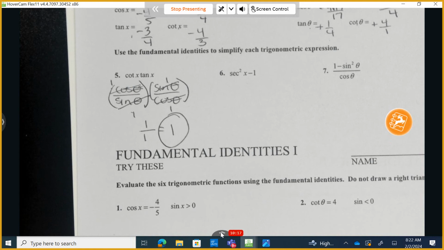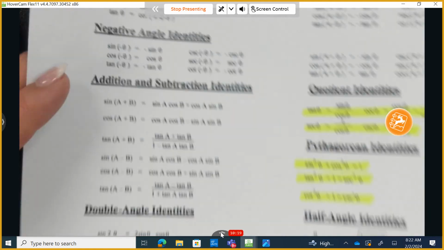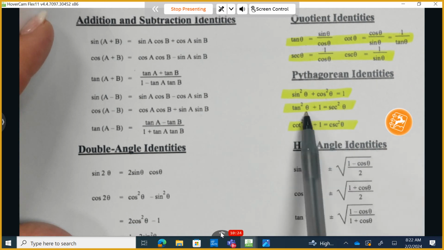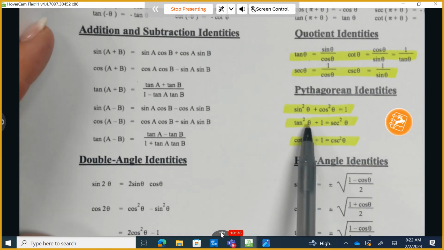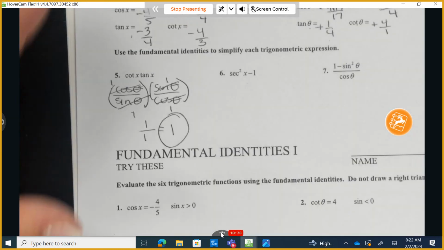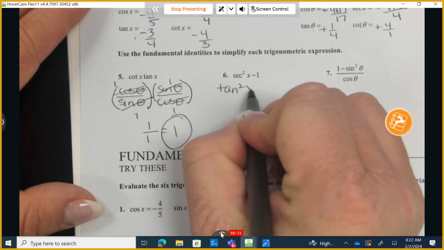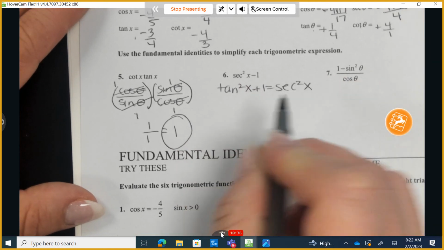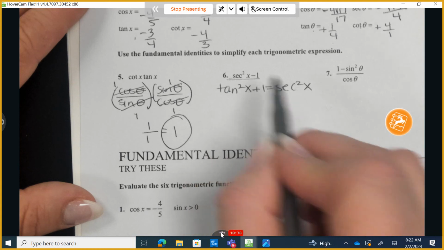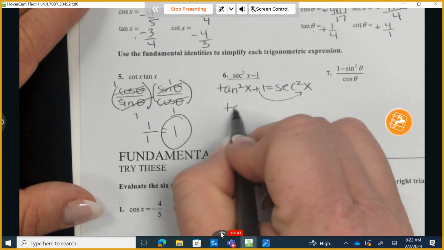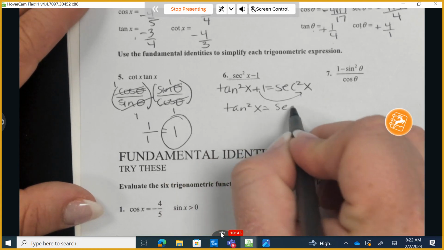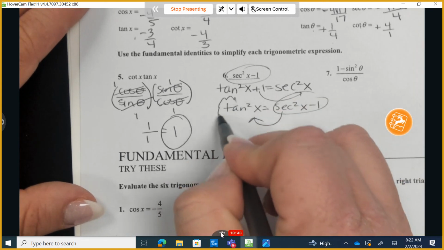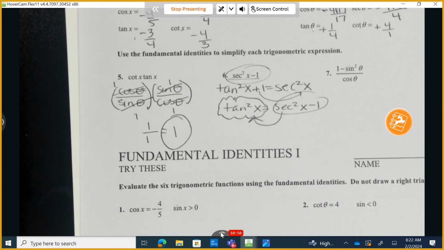Let's look at the next one, secant squared x minus 1. I glance up here and see secant right here, but I need to show my work. That's the key. So I'm going to write down this trig identity: tangent squared x plus 1 equals secant squared x. In order to get it in this form, I have to subtract 1 to the opposite side. So tangent squared x equals secant squared minus 1. This is what I have, so it's equivalent to tangent squared x.